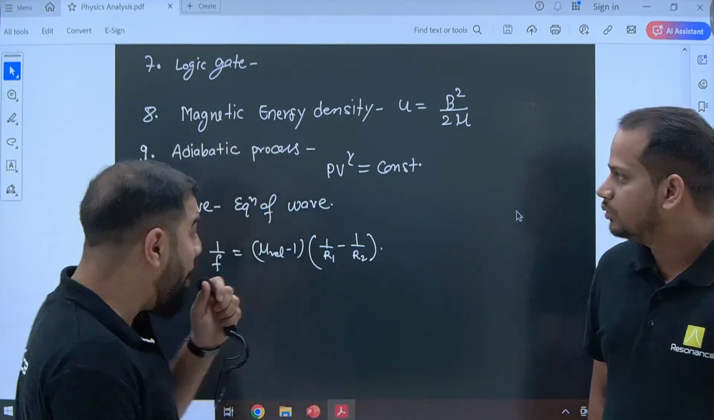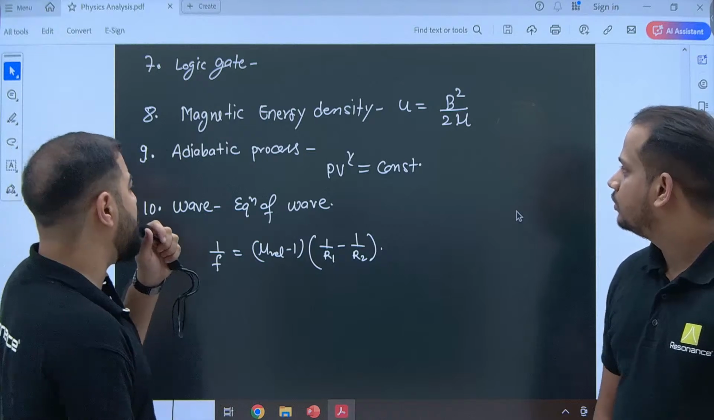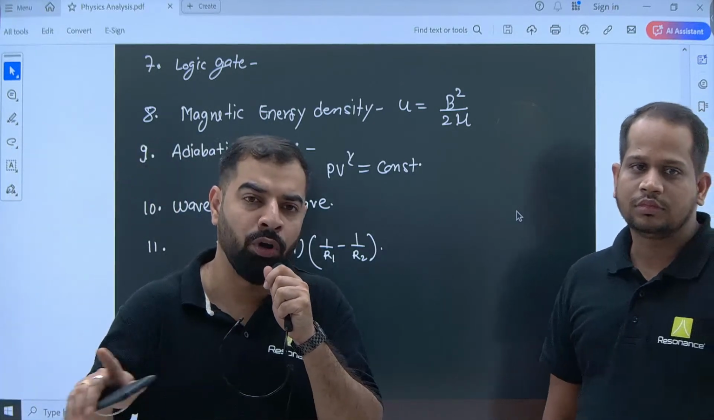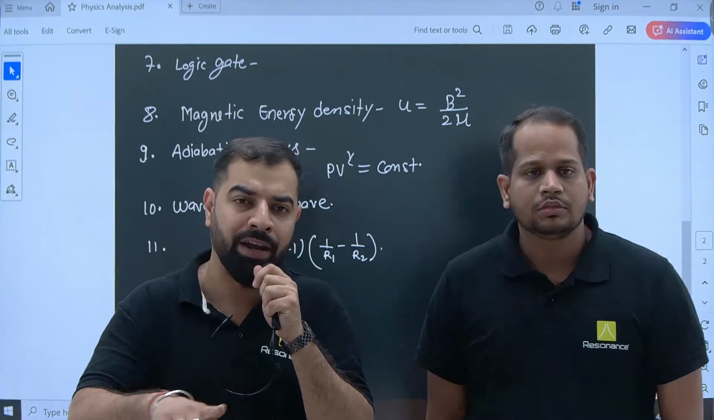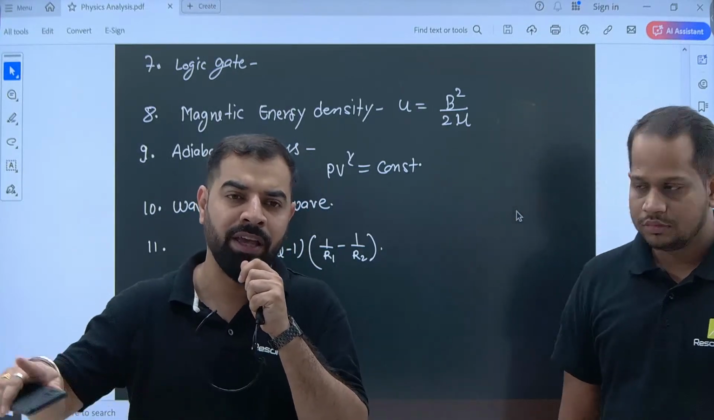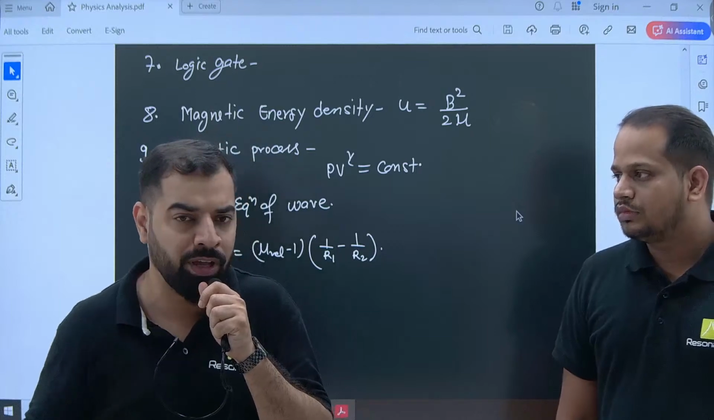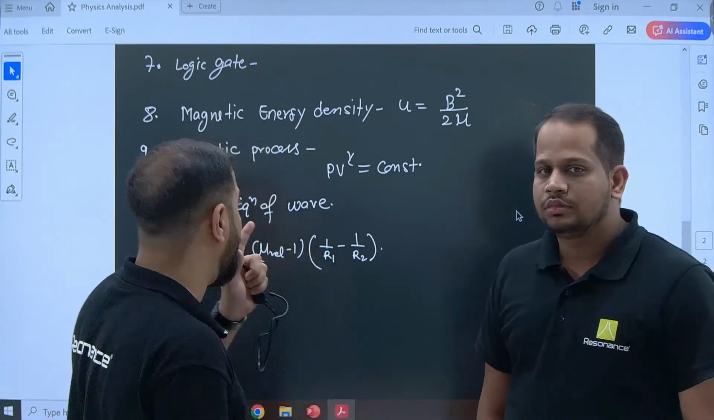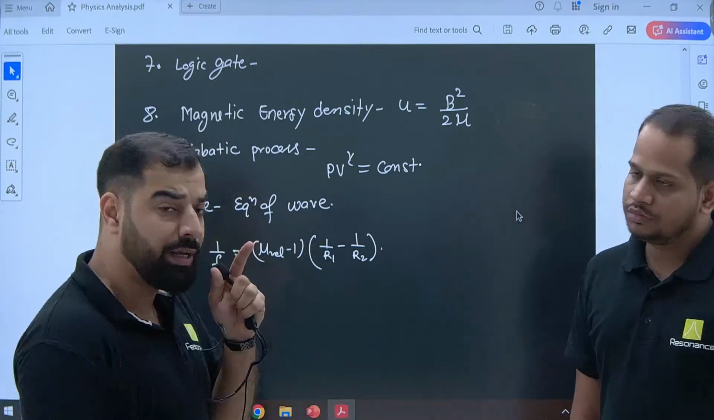Going forward, magnetic energy density based question again, as we assume and we understand, as a whole, this entire magnetic section, magnetism, EMI, AC, we assume questions coming from there and we have always expected questions coming from there. So this time we are seeing one straight question based on magnetic energy density.